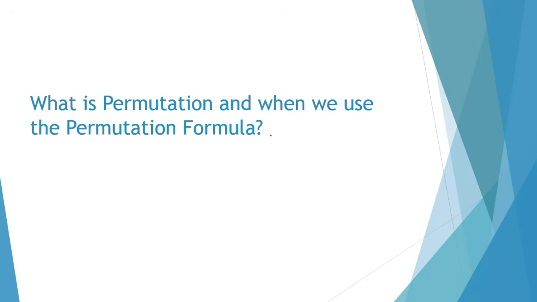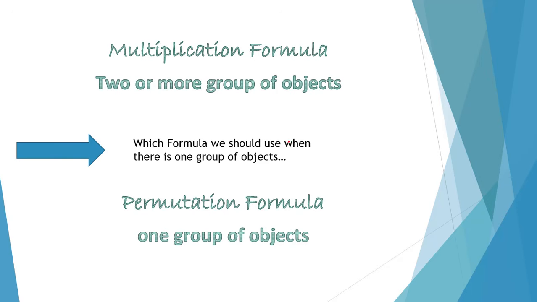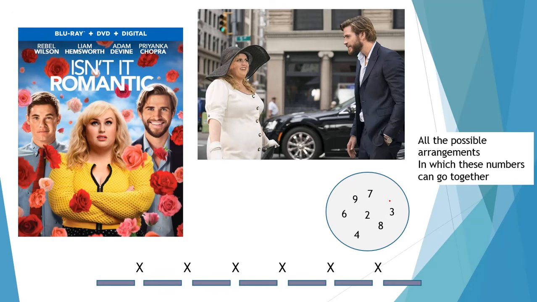What is permutation and when do we use the permutation formula? We use the multiplication formula when there are 2 or more groups of objects. When there is one group of objects, we will use the permutation formula. Let's understand it with the help of an example. And let's make it more interesting by taking an example from the comedy movie, Isn't It Romantic?